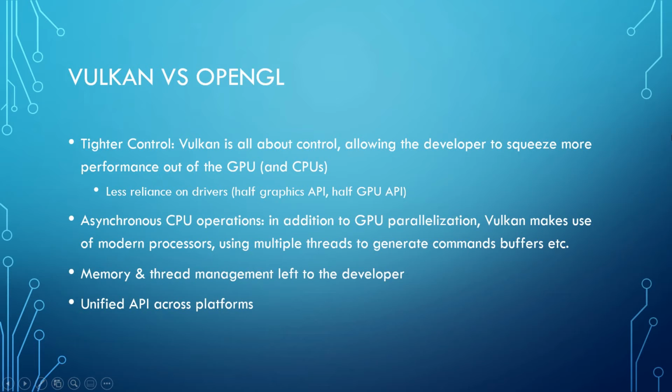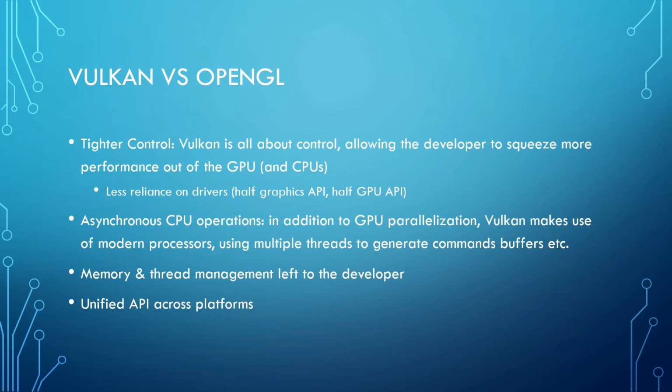So the first question is, why use Vulkan over OpenGL, and what's the difference between the two? Really, Vulkan is just about having tighter control over what you're doing to allow for performance gains in terms of how we're utilizing and interacting with the GPU, and also harnessing modern architecture a bit better than OpenGL does. This means we have less reliance on drivers.